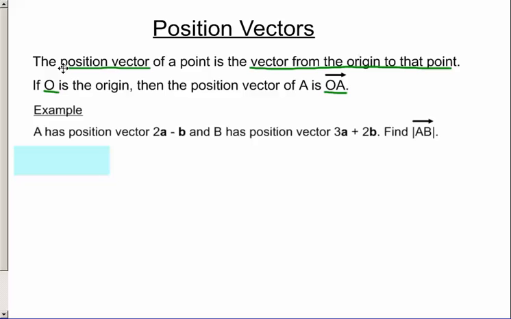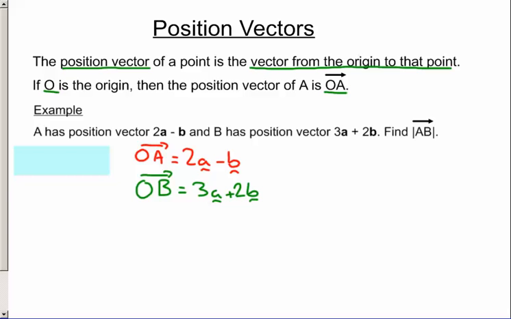So we're told A has position vector 2a minus b, and B has position vector 3a plus 2b. And we're asked to find the magnitude of the vector AB. Now what we're given is the position vector of A, so OA is 2a minus b, and we're also given the position vector of B, so OB is equal to 3a plus 2b.